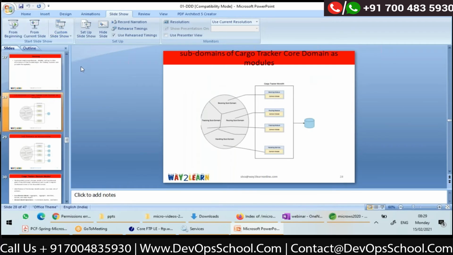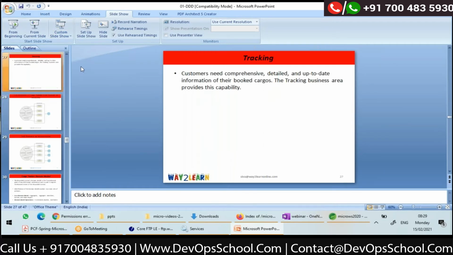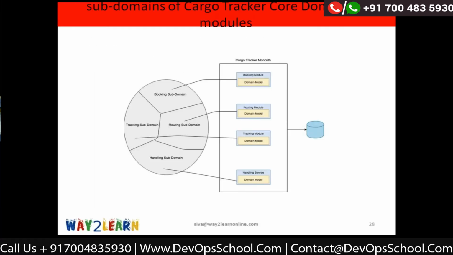Now, I showed you my problem space. What is my problem space? Cargo management. I identified subdomains: booking, routing, handling, tracking. So now I want to design an application for it. How should I design? Is one application sufficient for all? If I decide to go with a monolith, then all the subdomains will be written inside a single monolith.